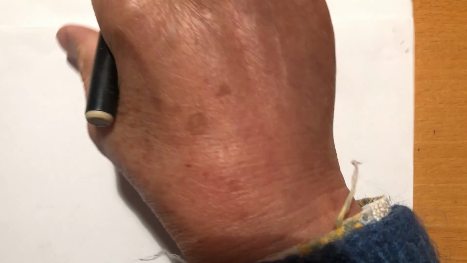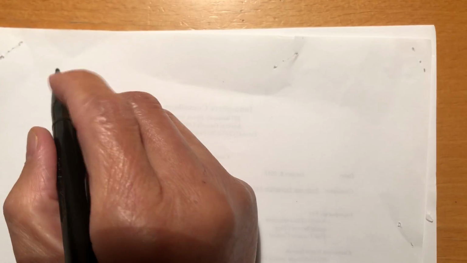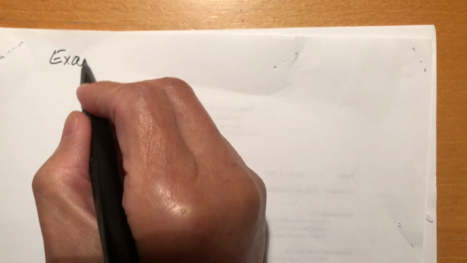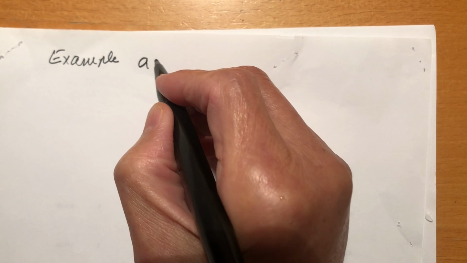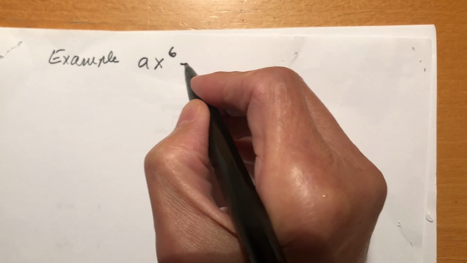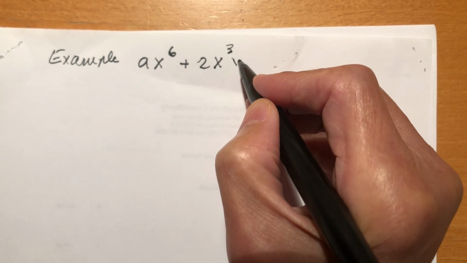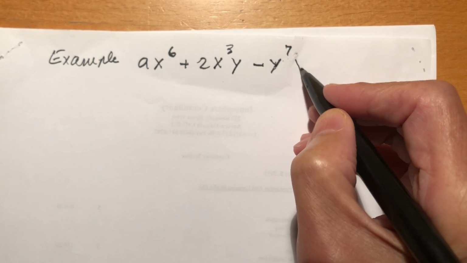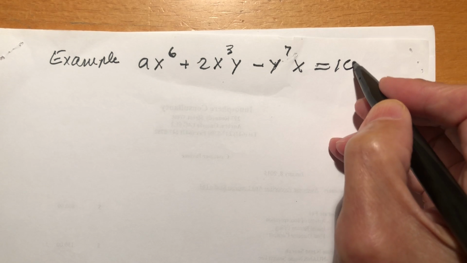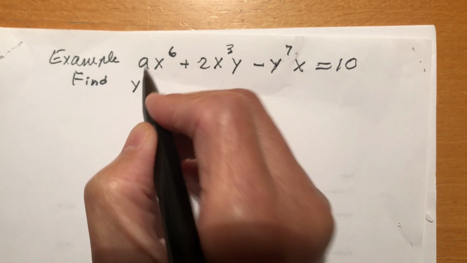Okay. Let's have another example. a x to the power 6 plus 2 x cubed y minus y to the power 7 x is equal to 10. Find y prime.